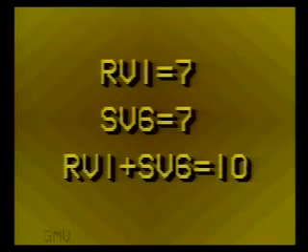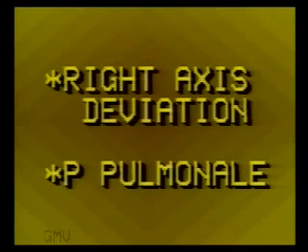or S wave in V5 or V6 more than 7 millimeters, or addition of both more than 10 millimeters. Right ventricular hypertrophy may or may not be associated with right axis deviation, and often there will be P pulmonale of right atrial hypertrophy.